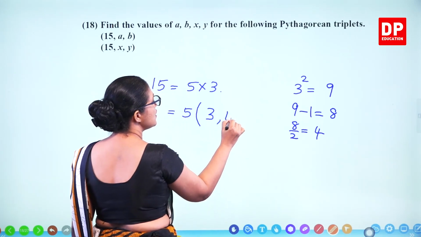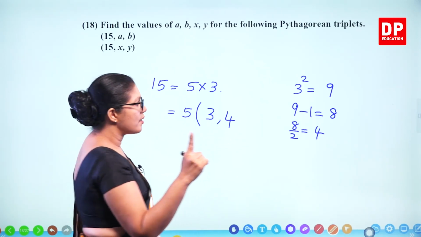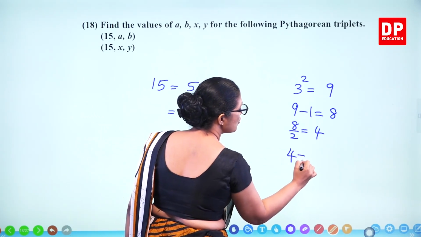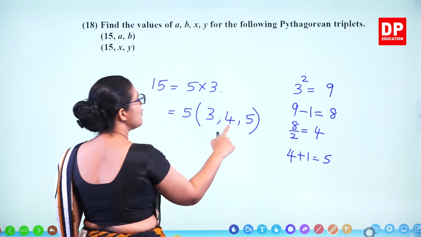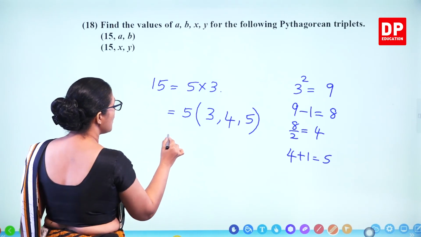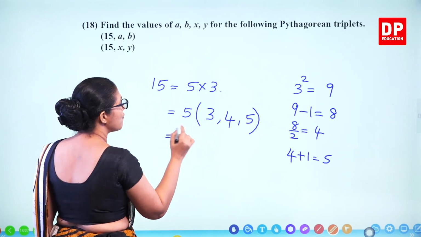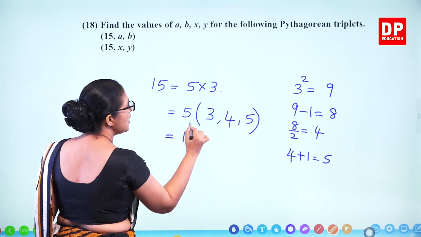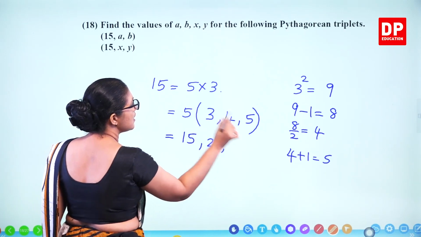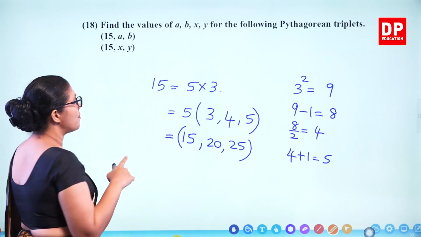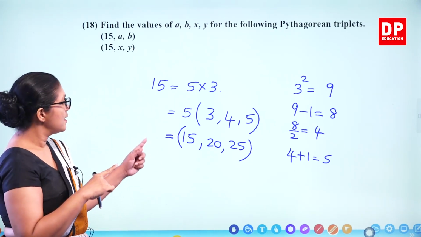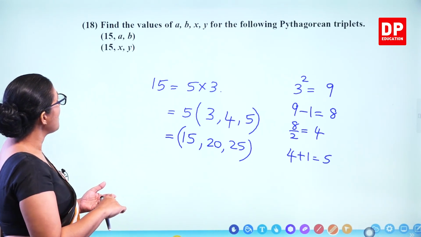The other solution is 4. What's the next one? You add 1 to that. So that's 5. So 3, 4, 5. If you multiply by 5, you get 15, 20 and 25. So one triplet is 15, 20, 25.